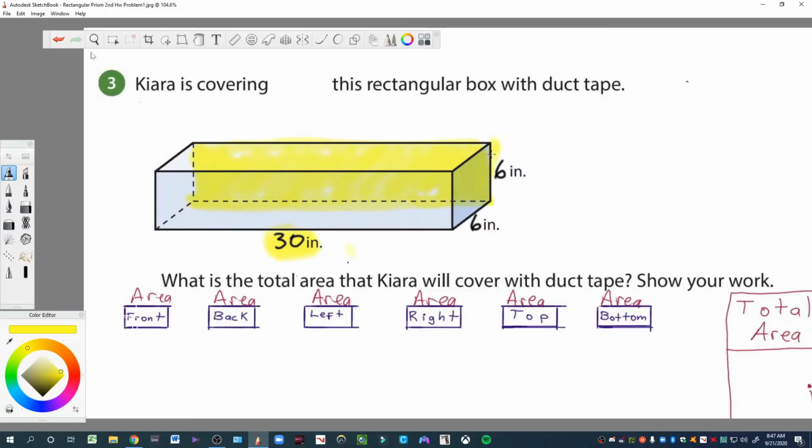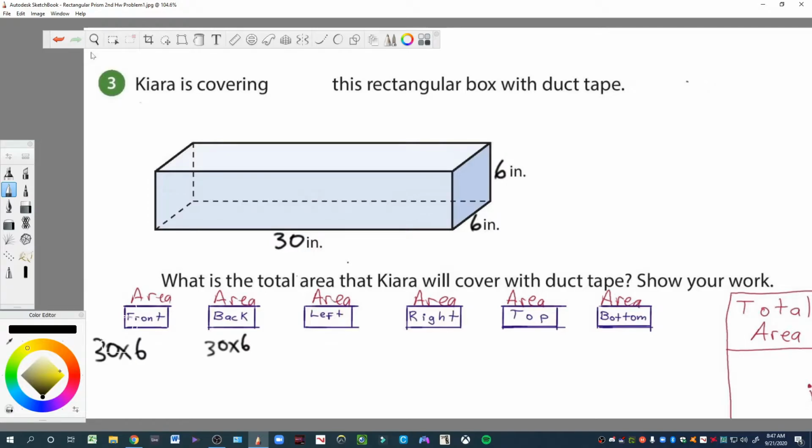Now for the back side, you can already see the height, which is 6. It's the same thing as the front side, which was 6. So my front and my back both are 30 times 6 when I find their areas: 30 times 6 for the front, 30 times 6 for the back.